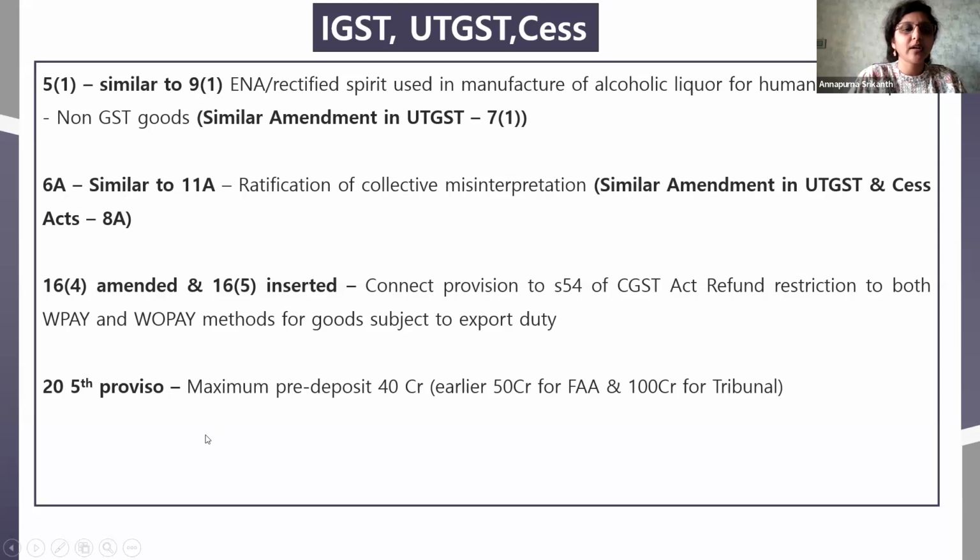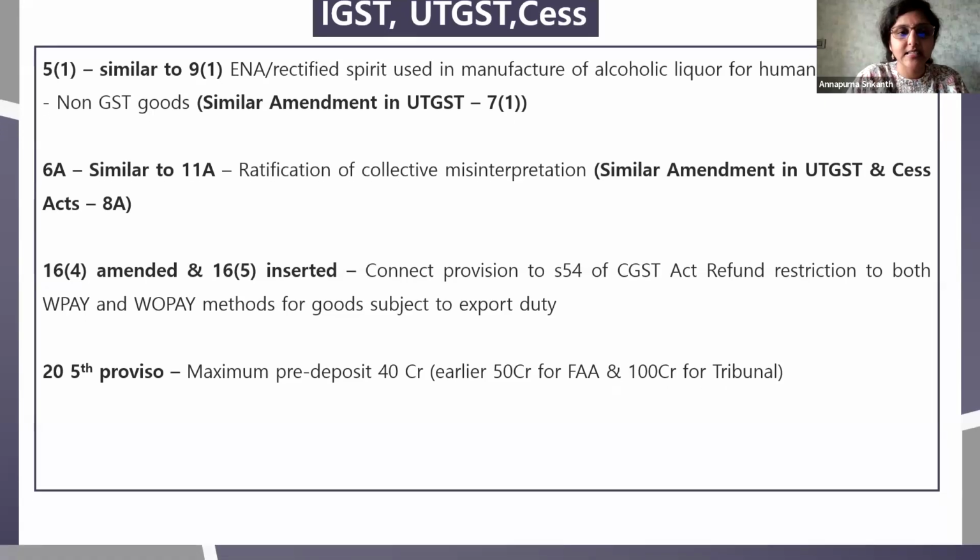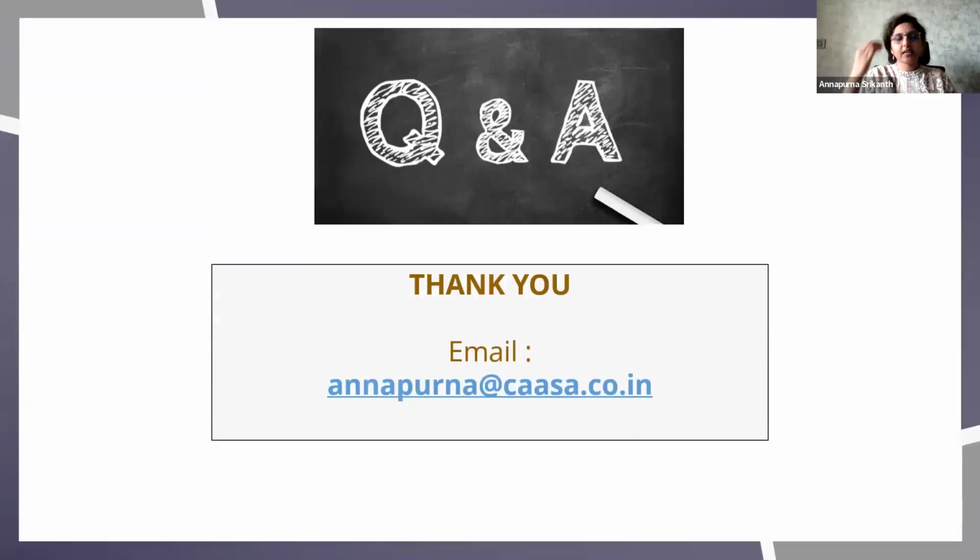Then the fifth proviso, maximum pre-deposit. Earlier it was 50 crores for the first appellate authority and 100 crores for the tribunal. Now it is reduced to 40 crores. Similarly, in alignment to 20 crores for CGST and obviously corresponding SGST. I think these were the amendments which were left over from the previous session, and I think the majority was discussed in the previous session itself.